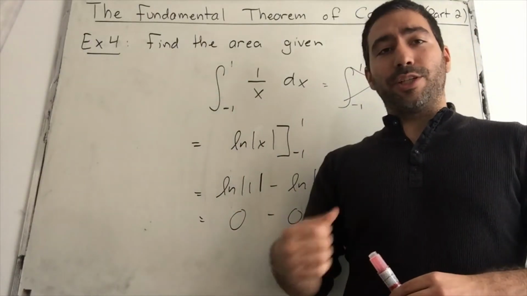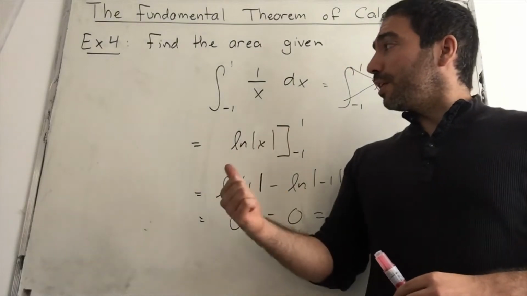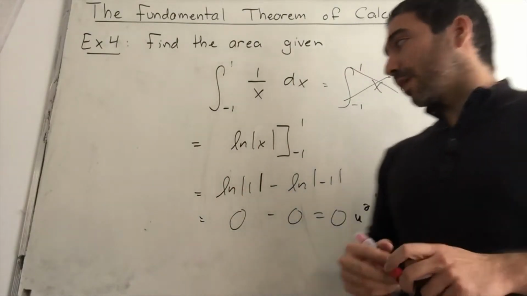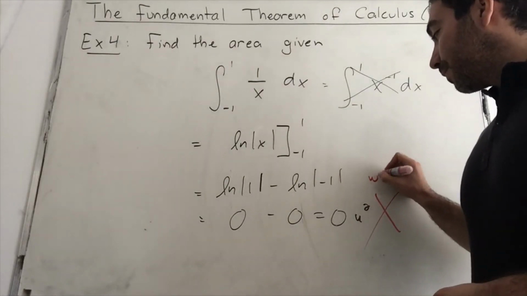This is really important. Make sure when you're doing FTC part 2, you're dealing with a continuous function on a closed interval. Okay, so this is a big warning. Okay, so all this is incorrect.